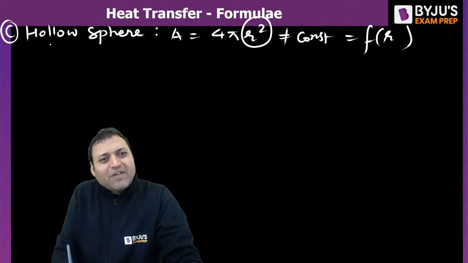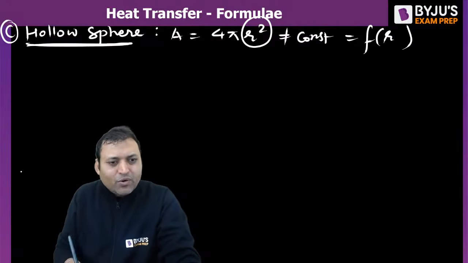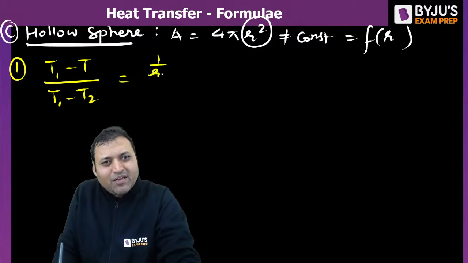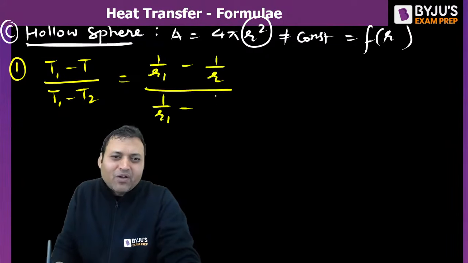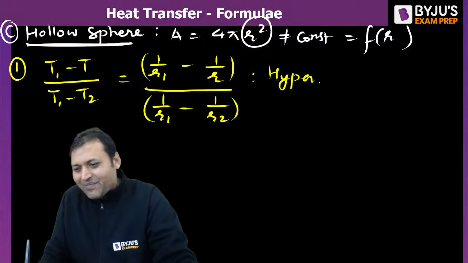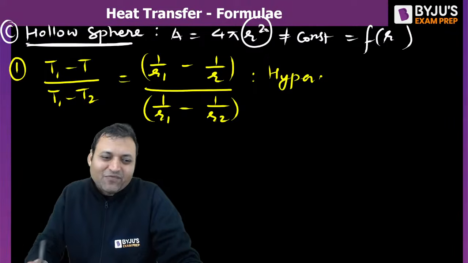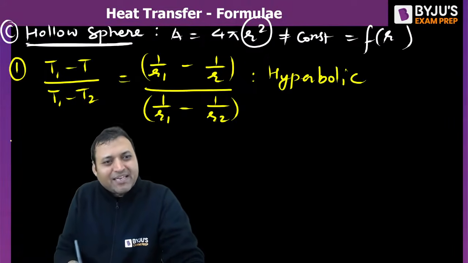So what is the nature of the temperature profile for a hollow sphere? (T1 minus T) upon (T1 minus T2) equals (1 upon R1 minus 1 upon R) upon (1 upon R1 minus 1 upon R2). The nature of the temperature profile is hyperbolic. Very nice, Naveed. The expression is given by this.